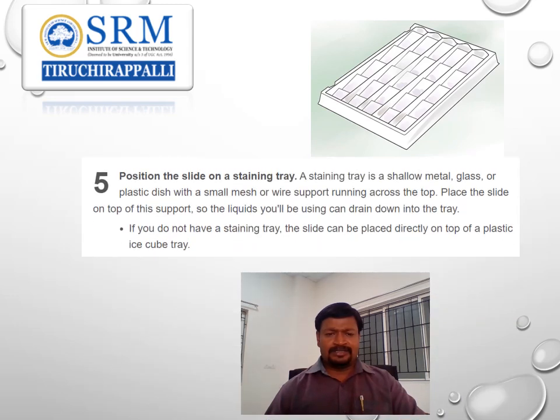Next, position the slide on the staining tray. There is a number of slide holders. The stain tray is a metal, glass or plastic dish with a small mesh or wire support running across the top. Place the slide on top of the support so that liquid can drain down into the tray. If you do not have a staining tray, the slide can be placed directly on top of a plastic ice cube tray.